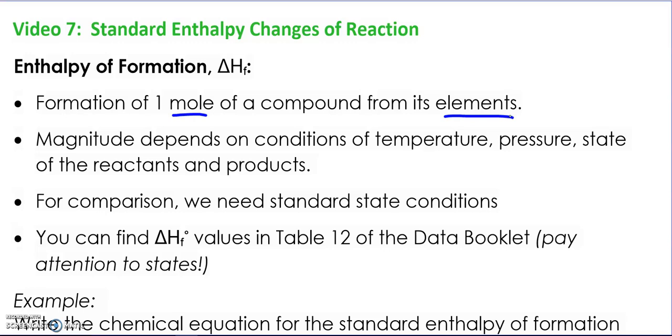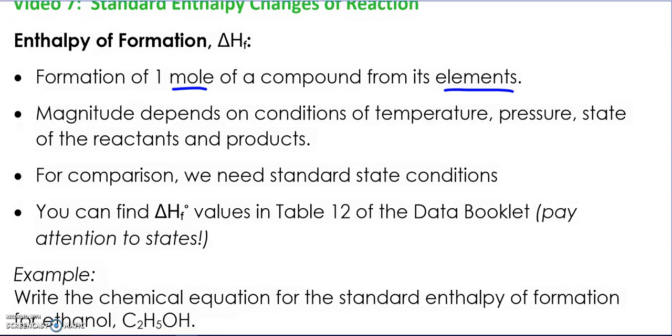We compare to standard state conditions, so a specific temperature, pressure, and what state they would be in. And we can find these formation values in table 12 of our data booklet. If you have not been given this yet, there is a PDF of it in your school resources folder in Schoology. You might want to open that up if you don't have the actual data booklet yet, but I'll be accessing it in the video too to show you what that is.